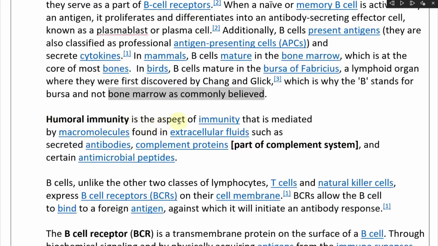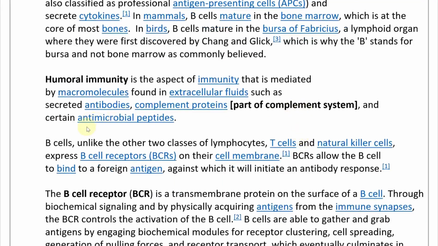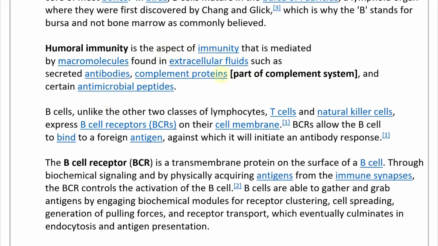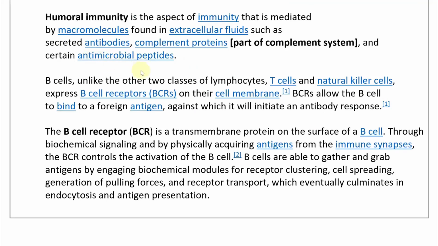Humoral immunity is the aspect of immunity that is mediated by macromolecules found in extracellular fluids, such as secreted antibodies, complement proteins, which are part of the complement system, and certain antimicrobial peptides. So this type of immunity is mediated by these macromolecules found in the extracellular fluids, so not in the cells. And you have secreted antibodies, these proteins, and other antimicrobial peptides.